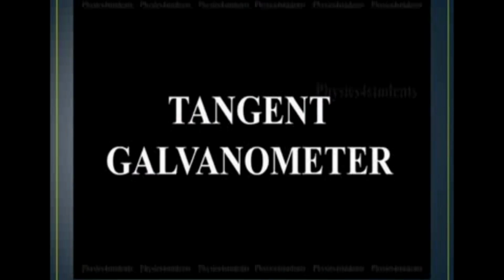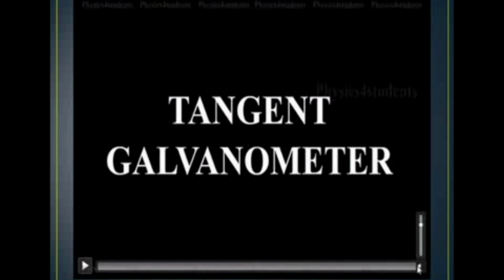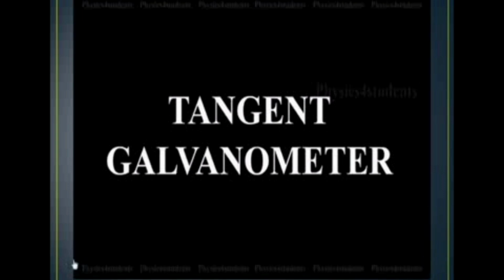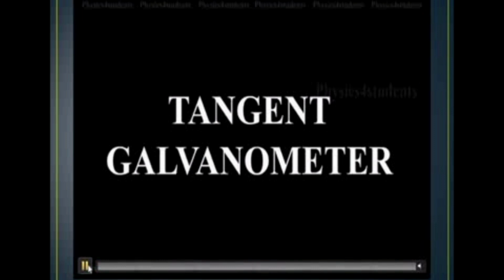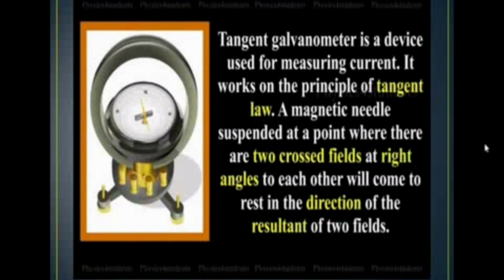So now we are going to see the tangent galvanometer. The tangent galvanometer is an important question. It's a 5-mark question. The tangent galvanometer is a device used for measuring current. It works on the principle of the tangent law.